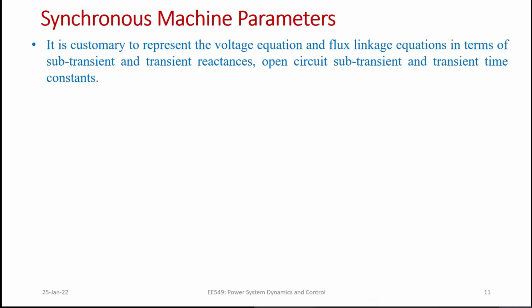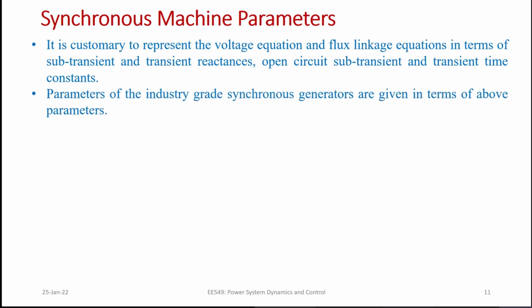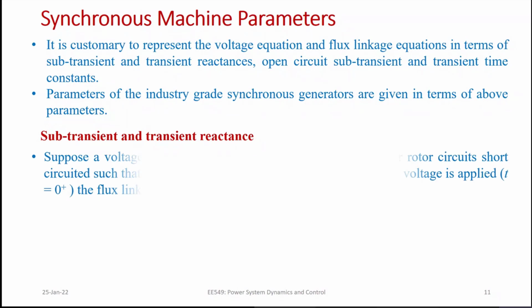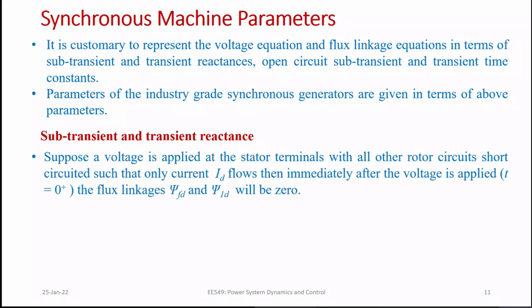So synchronous machine parameters. It is customary to represent the voltage equations and flux linkage equations in terms of subtransient and transient reactances, open circuit subtransient and transient time constants, right? And parameters of the industry grade synchronous generators are given in terms of the above parameters. So then we'll see how the subtransient and transient reactances we can derive, right? So first let us consider, suppose a voltage is applied at the stator terminals with all circuits short circuited such that only the current ID flows.